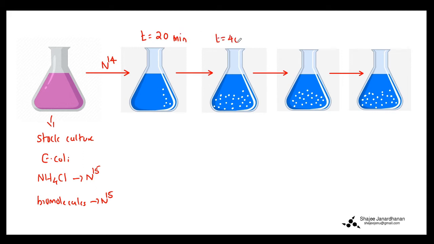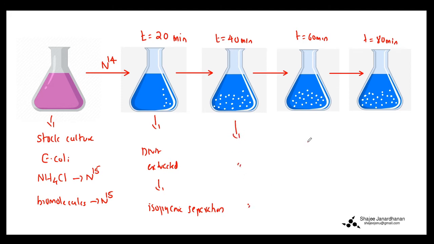Then T is equal to 40 minutes, 60 minutes, and 80 minutes. So at different time intervals, DNA were extracted from these cultures and isopycnic separation was done as described previously. So from all these cultures, DNA were extracted and isopycnic separation was done.